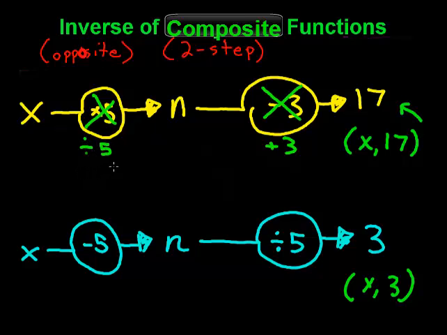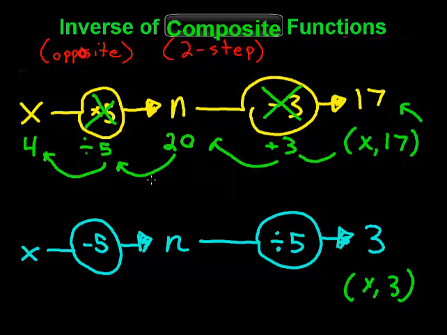Alright, so let's see how we did. We have 17. We'll go plus 3. 17 plus 3 gives us 20. And then 20 divided by 5 gives us 4. So you should have gotten x equals 4, or 4 comma 17. Now let's see how you did on the bottom one.